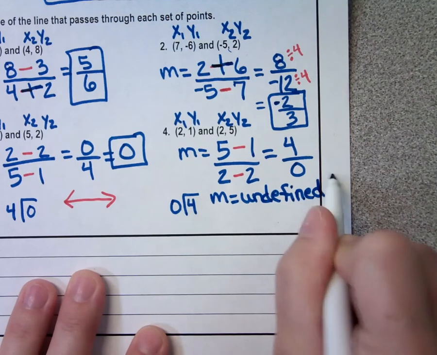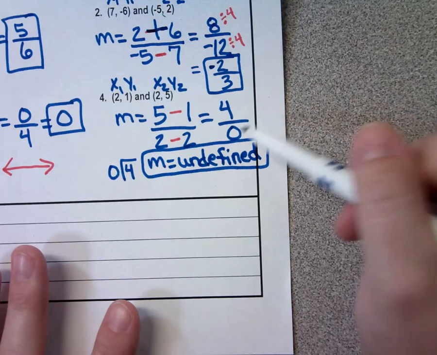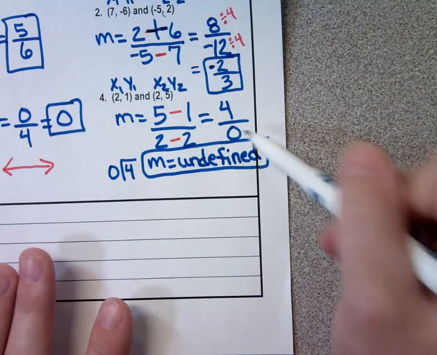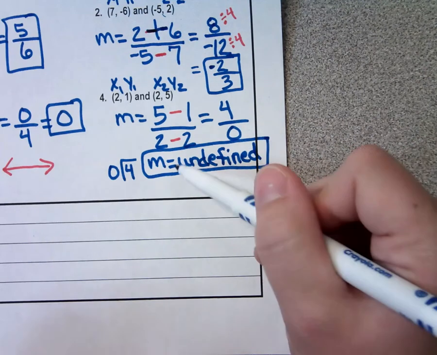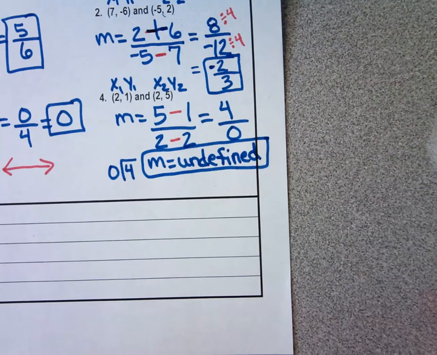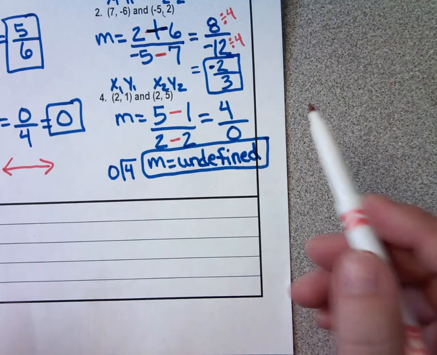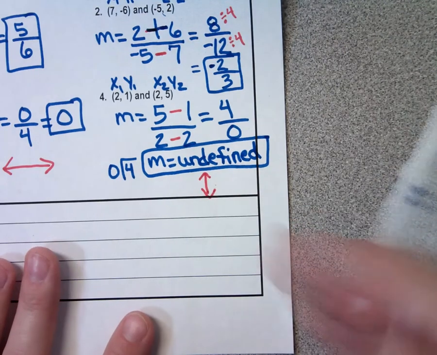Do you remember my memory device that we talked about the other day? When the 0 is under the fraction bar, the slope is undefined. Under, undefined. Am I annoying yet? All right, what's the line look like if the slope is undefined? Vertical. Good job.